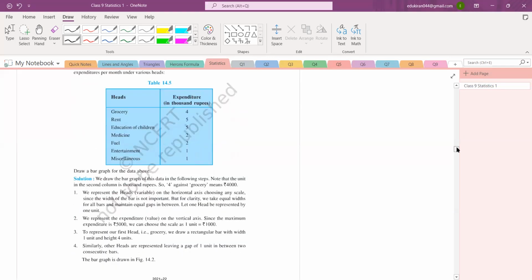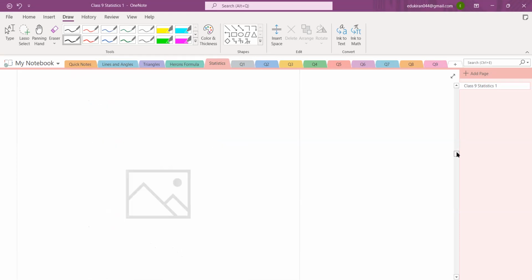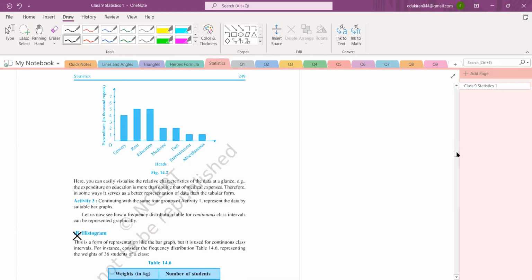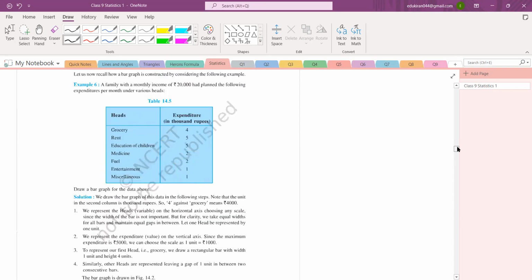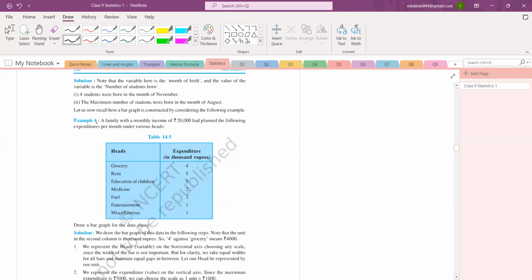Now come to see the another type of question I was saying. So in this question, the graph is not given to you. The table is given to you. So he is saying a family with a monthly income of 20,000 rupees had planned the following expenditure per month under various heads. And please practice this question. It might come in your exam because one question from bar graph is going to come. So please do example number 5 and example number 6 both. Example 6 you do because mostly they ask you to draw a bar graph. This is important.